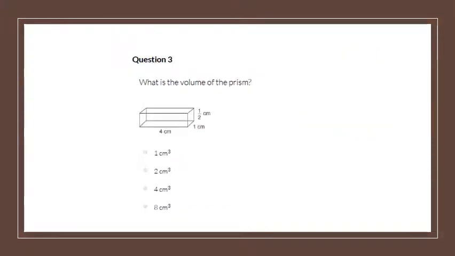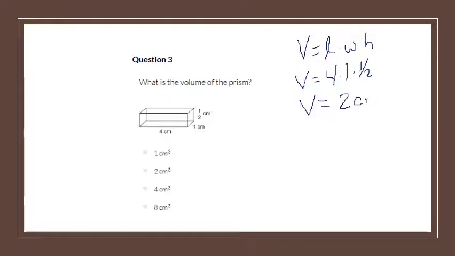Okay, number 3, same thing. Volume is length times width times height. So I'm just going to multiply these together. 4 times 1 times 1/2. Well, 4 times 1 is 4, times 1/2 is 2, and that is centimeters cubed.